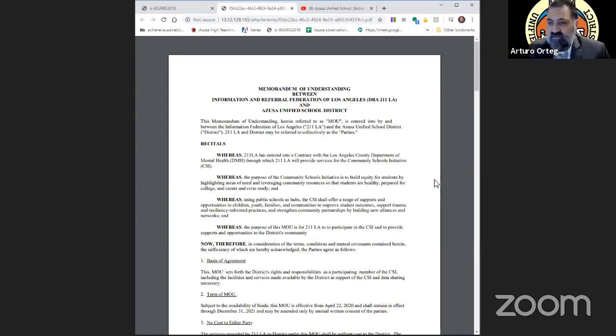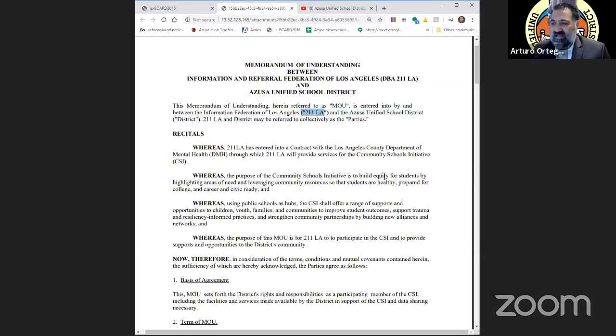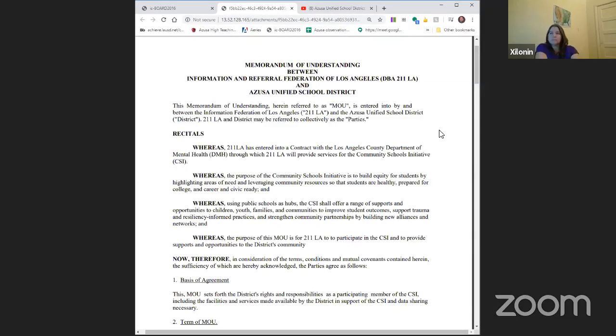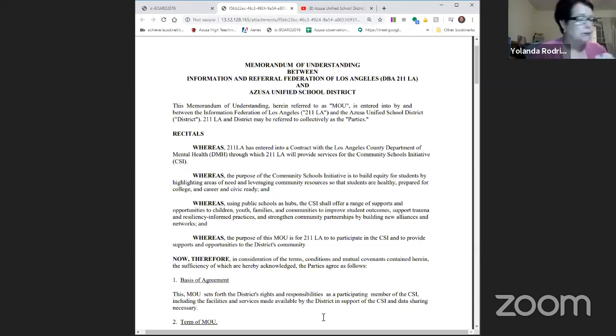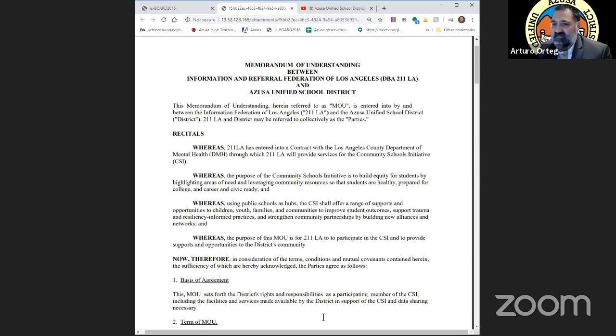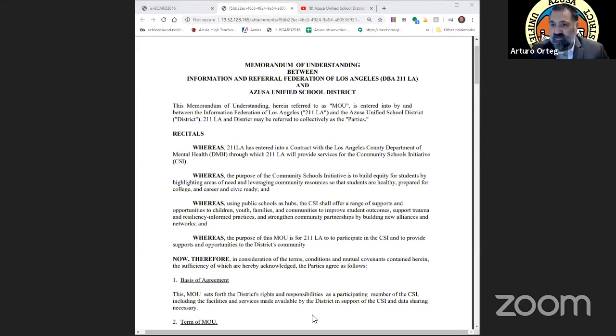Sure. So this MOU is going to create a partnership with 211 LA, just like we have 411 and 911. 211 is actually a referral system for health and human services across the county. This is a result of our participation in the Community Schools Initiative. That initiative has been working really hard to bring a lot of resources to the community schools. I do want to remind us that the Community Schools Initiative is for Azusa High School. But as things come up, we have been meeting with our potential partners and saying, how can we involve the other high school or other district schools? So for example, we have the Well-Being Center at Glasswood High School.